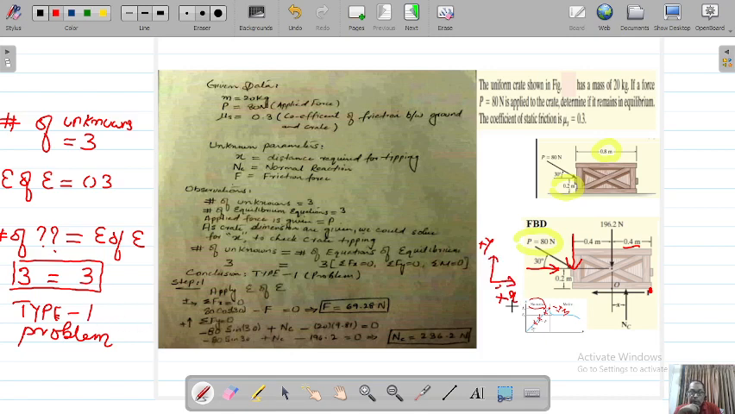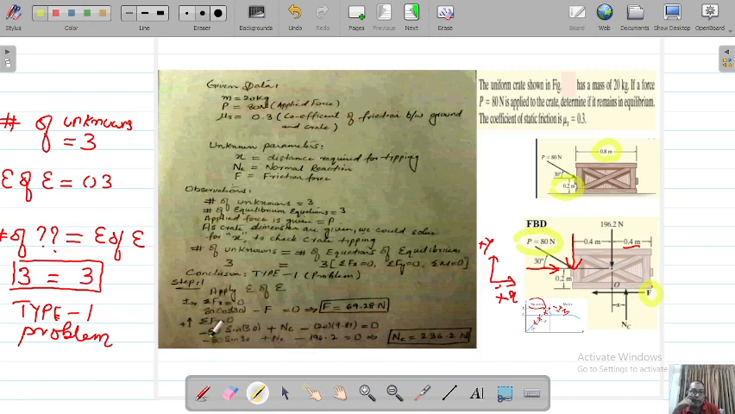So 80 cos 30, and what is the direction of this friction force F? It is towards the negative x. So we write minus F equal to 0. From here we can easily calculate F equals 69.28, because when we multiply 80 with cos 30, we get 69.28. Taking minus F to the other side, we get F equals 69.28, which means this friction force has been calculated.